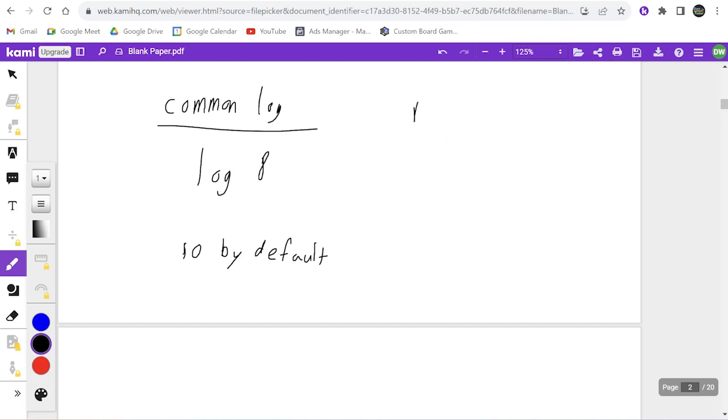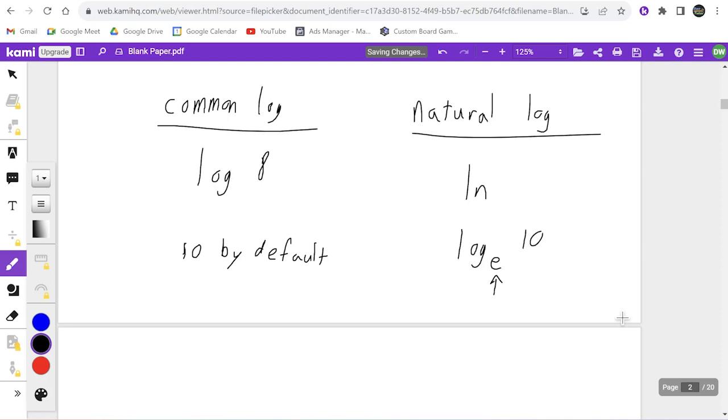Then they have the natural log. And the natural log is special. It's called ln. If you've ever seen ln before, it's the natural log. And that just means log base e of some number. I don't care what the number is, but it's base e. Now you may be wondering, what's the number e? Well, e is a special number. It's equal to 2.71828, and then it goes on forever just like pi does, okay?